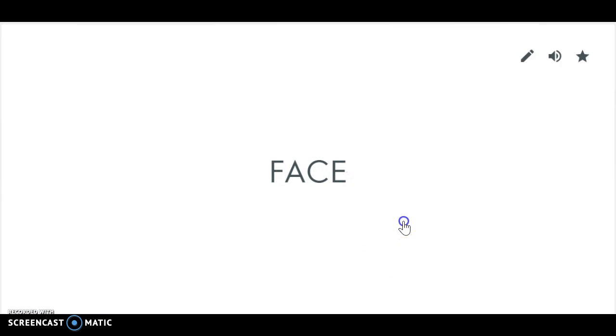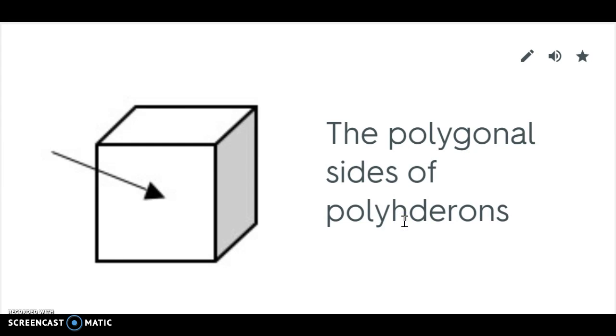All right, a face. The face of a polyhedron is the side of the polyhedron. If you look in the building that you're at, you should have four walls and a ceiling above and a floor below. Each of those walls, the ceiling, and the floor are sides or faces of the polyhedron.